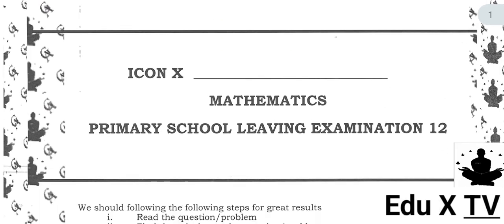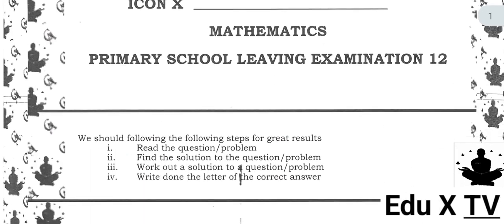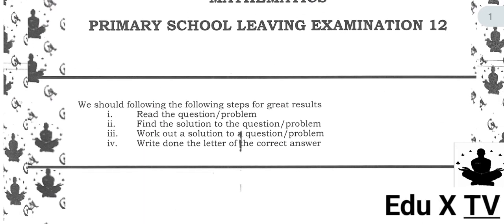Mathematics, primary school leaving examination 12. We shall follow the following steps for great results. Roman figure number 1: Read the question or problem. Roman figure number 2: Find the solution to your question or problem. Roman figure number 3: Work out a solution to a question or problem. Roman figure number 4: Write down the letter of the correct answer.